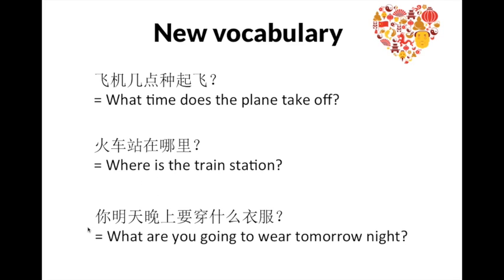Lastly, of these three, 你明天晚上要穿什么衣服? So you tomorrow evening are going to wear what clothes? So 你 you, 明天 tomorrow, 晚上 night or evening, 要 are going to, 穿 wear, 什么 what, 衣服 clothes. What are you gonna wear tomorrow night?